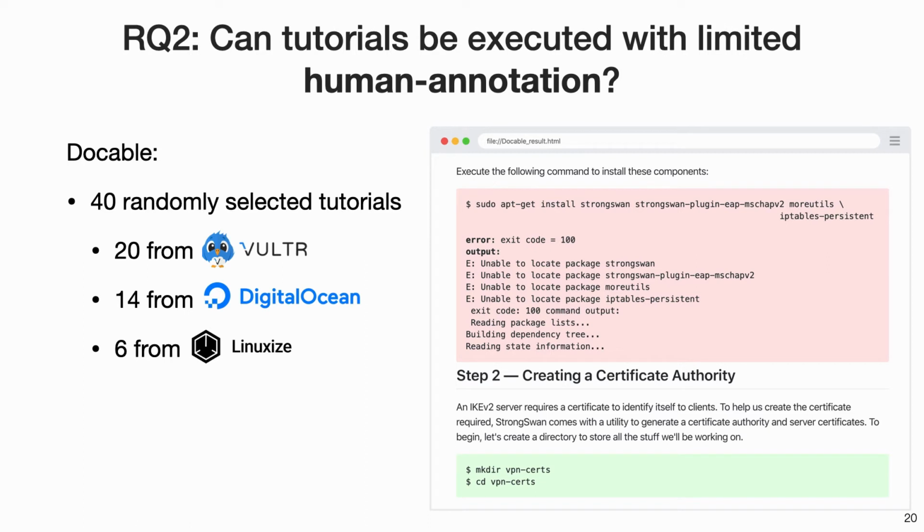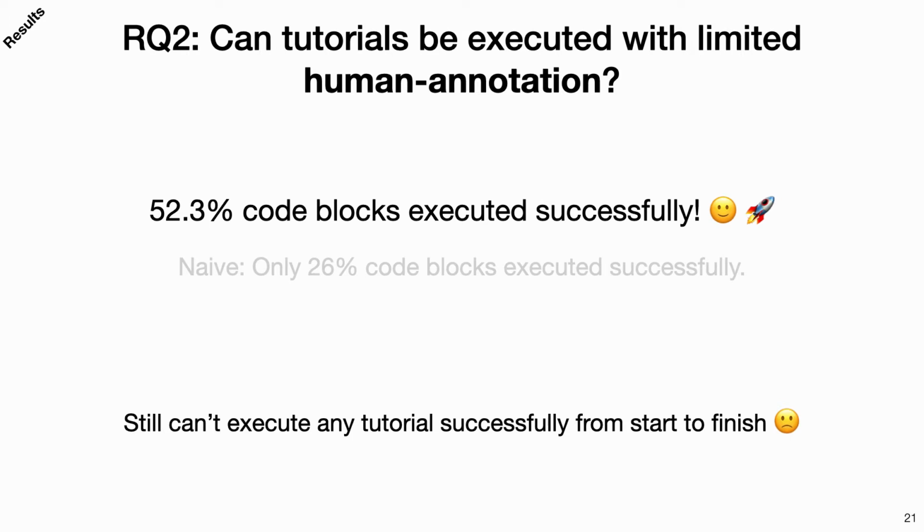So we selected a 6% stratified random sample of our dataset of tutorials, which resulted in 40 tutorials. Then we wrote Docable annotations for these tutorials and tried to execute them again. This time, the successful execution rate improved to 52%, which is substantial when we compare it to 26% in our naive approach. But the problem is, we are still unable to execute any tutorial successfully from start to finish.